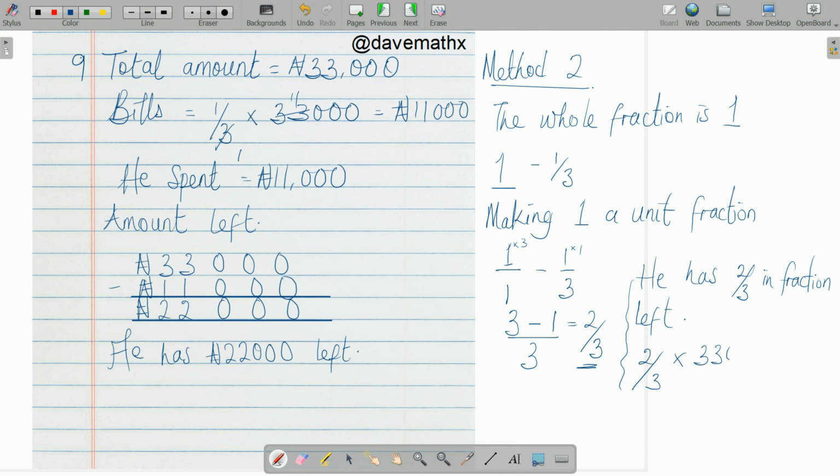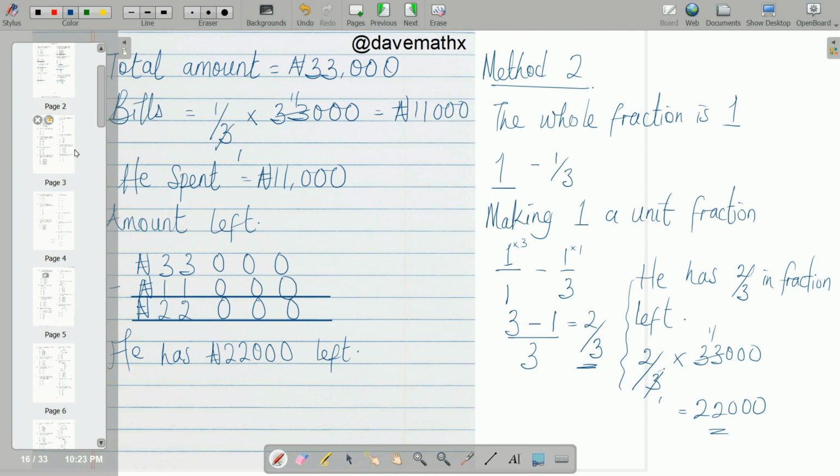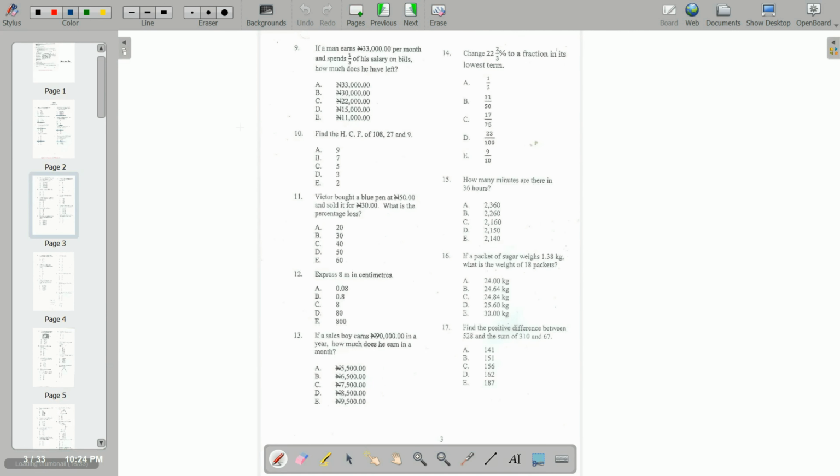So we multiply what he has by 33,000. 3 into 33 is 11, then 2 times 11,000 makes it 22,000. We proceed to question 10.